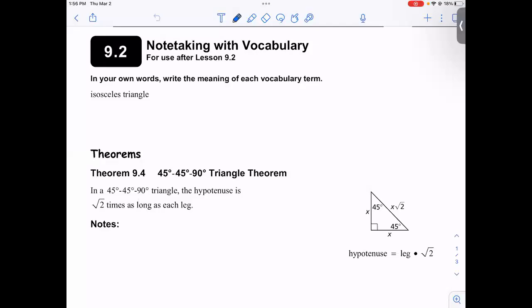Today we are going to work on special right triangles. There are two special right triangles. The first one is an isosceles right triangle.